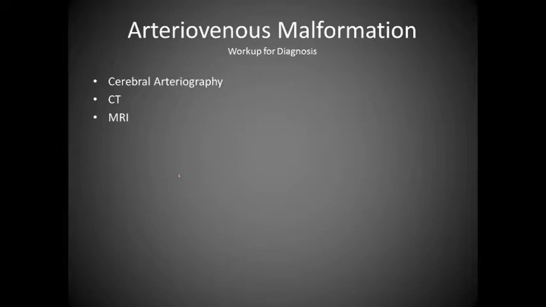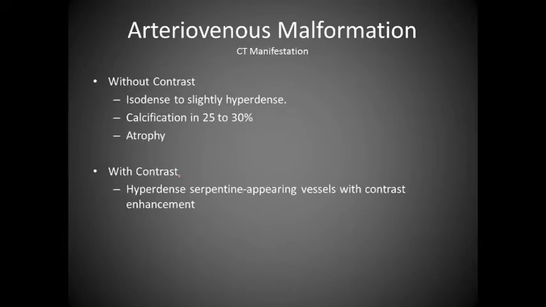It used to be that the most common way to diagnose an AVM was cerebral arteriography. However, CT and MRI have done such an excellent job recently of demonstrating AVMs that we typically use those, with cerebral arteriography coming later.